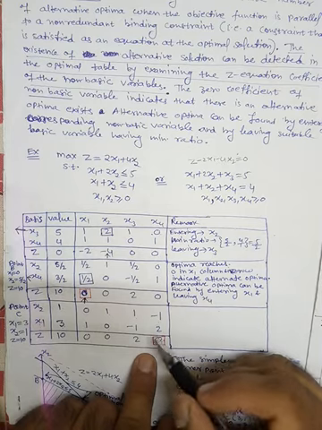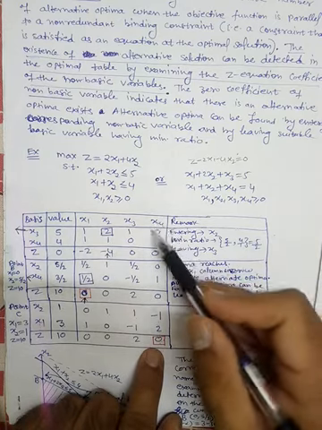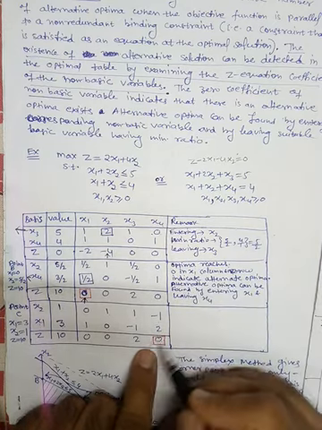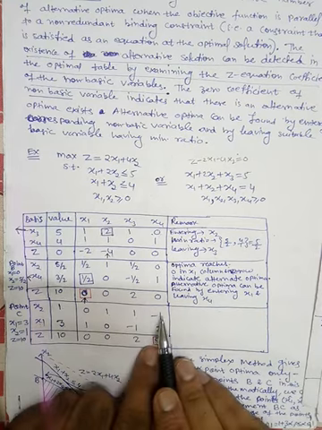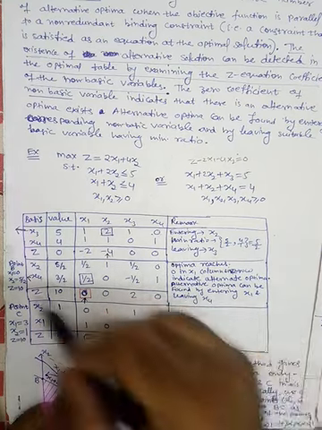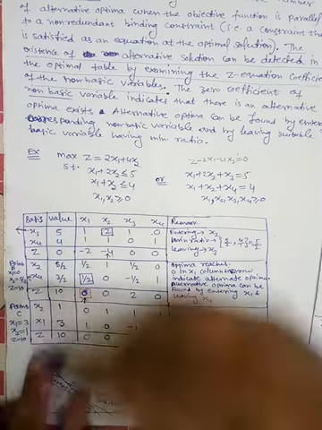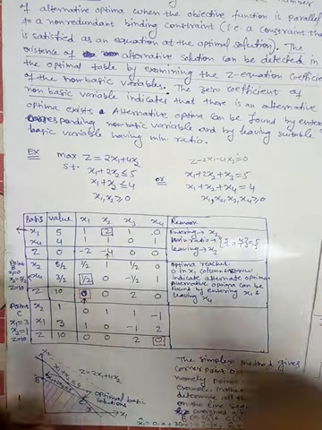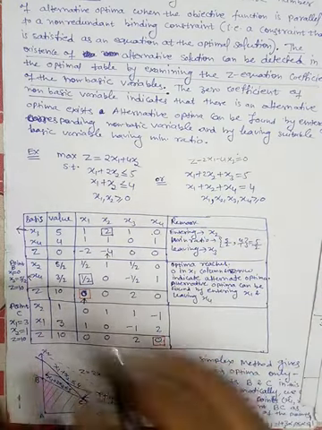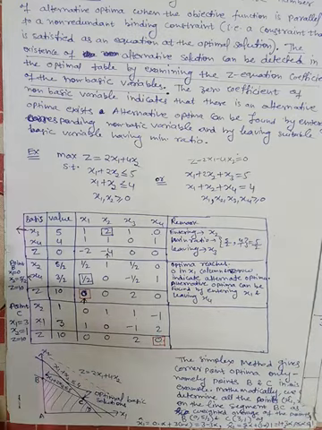Now again you can see that this is a non-basic variable because x1 is basic and 0 is here. So when you again enter this, again you are getting the same solution. So that's why we are having two solutions. When you join these two solutions, the entire line segment joining these two solutions represents infinitely many solutions.